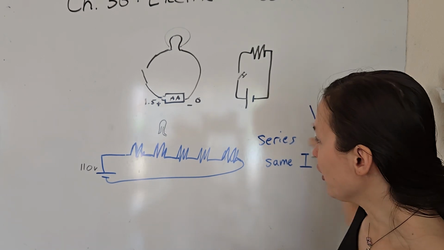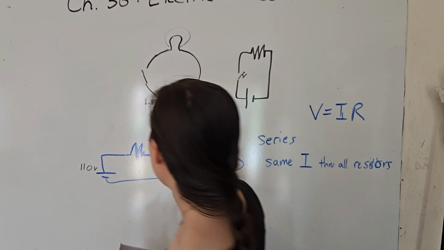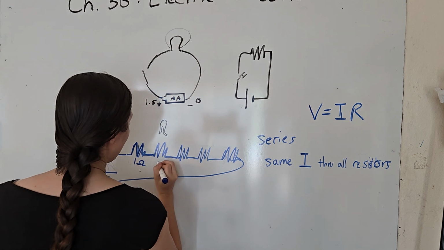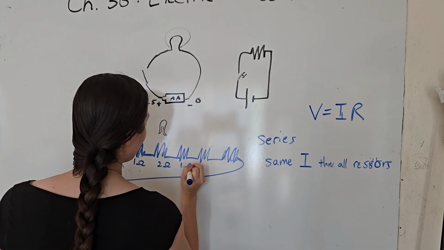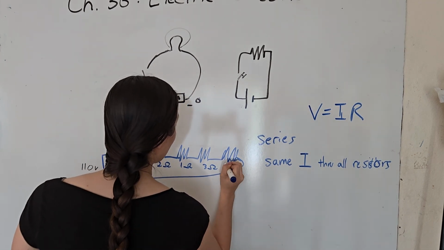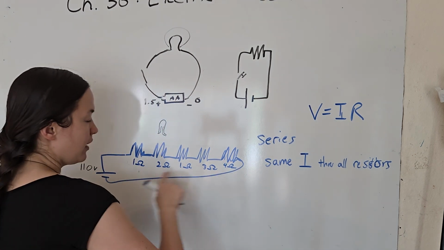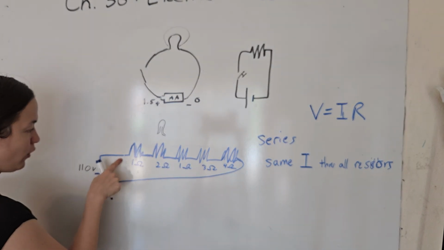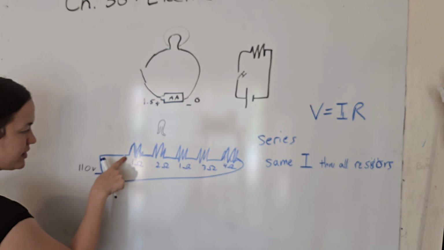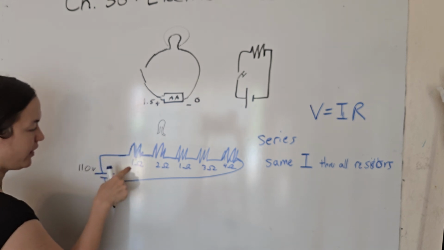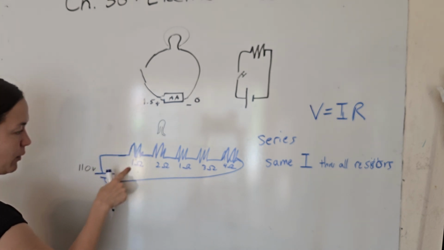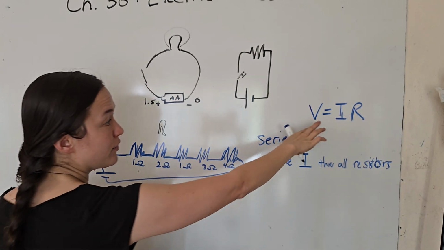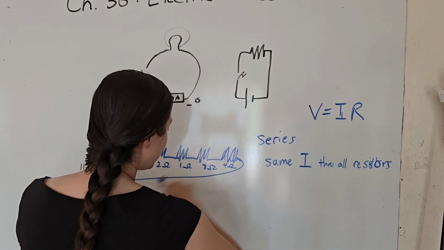So we've got the same current. Let's say this is a 1 ohm resistor, this is a 2 ohm resistor, a 1 ohm resistor, a 3 ohm resistor, and a 4 ohm resistor, okay? We know the voltage on this side here is 110 volts, right? We say, well, it's going to drop. We can find out the total current that's going through the system.